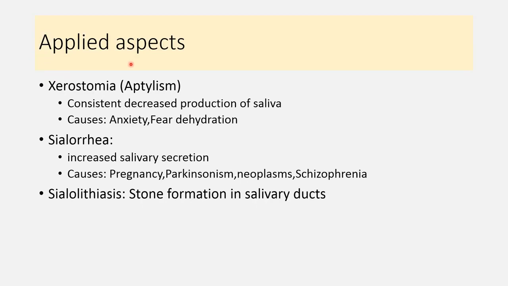Various applied aspects related to salivary secretion. Xerostomia or aptyalism is a consistent decrease in the production of saliva because of anxiety, fear, or dehydration. Blockage of the salivary duct also decreases salivary production and secretion and can produce xerostomia or aptyalism. Sialorrhea is the increase in salivary secretion, and it occurs during pregnancy, in patients with Parkinsonism, during neoplasms, as well as in patients with schizophrenia. Sialolithiasis is the formation of a stone in the salivary duct. It can block the salivary duct and produce xerostomia.